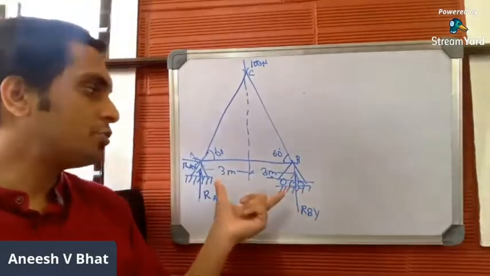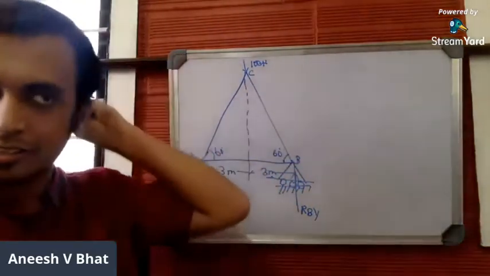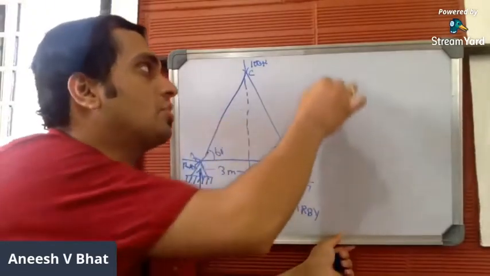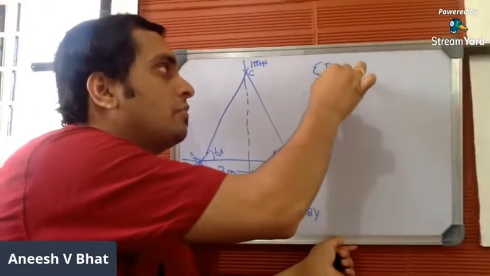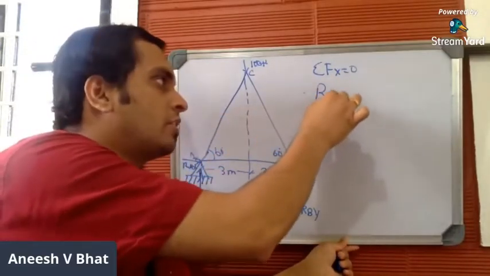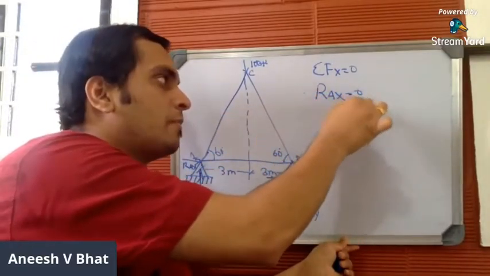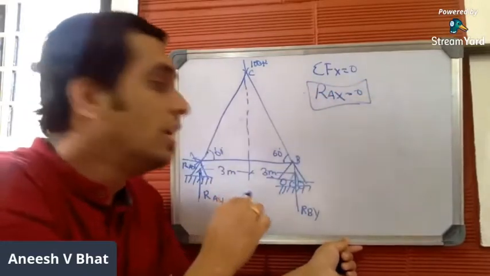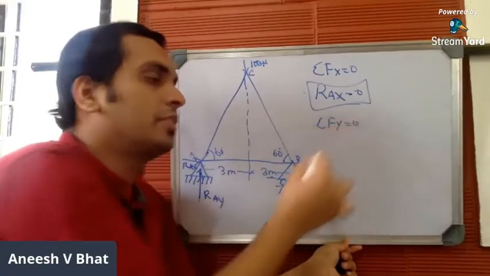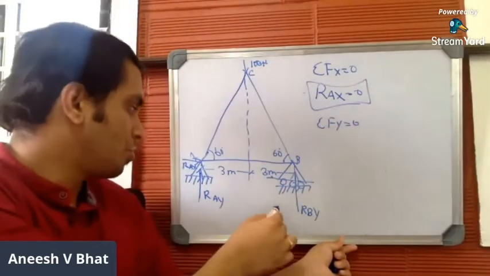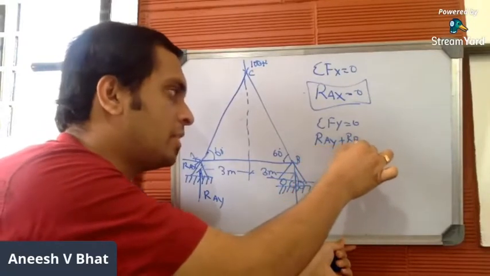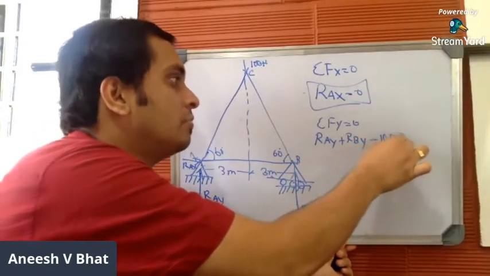Now we have to find these support reactions by considering the entire truss. In order to find them, you have to apply all three conditions of equilibrium. Let me apply the first condition: summation of Fx equal to 0. You just have one force in the x direction, which is RAX, so it is straight away equal to 0. The second condition is summation of Fy equal to 0. You have two forces: RAY plus RBY minus 100 is equal to 0.